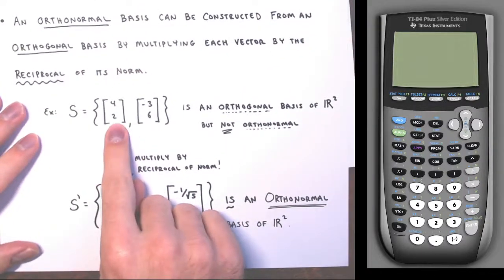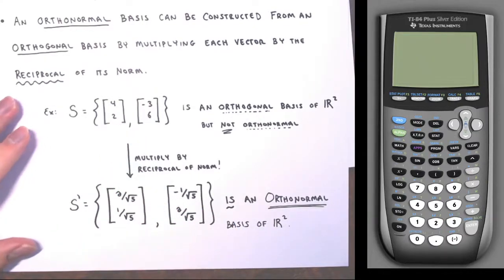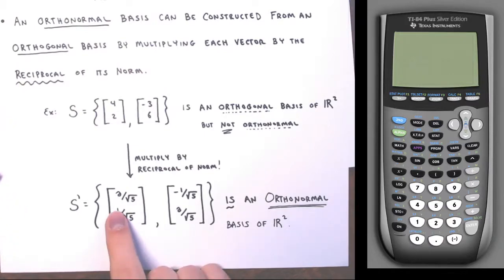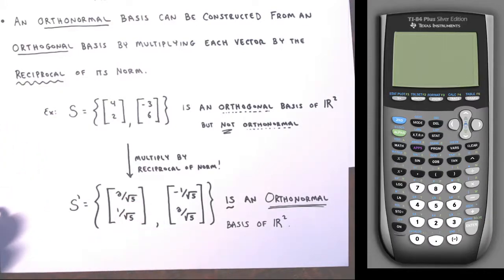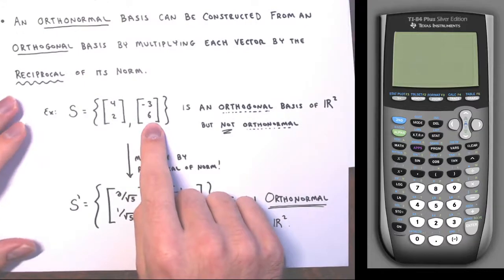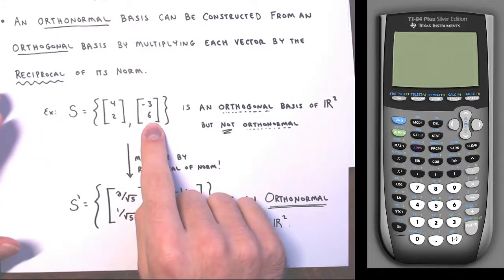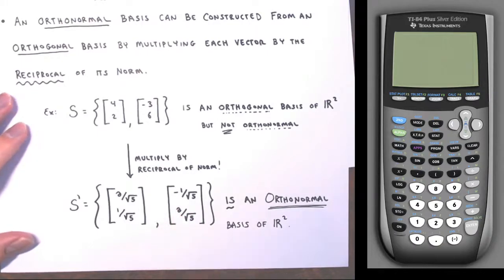So dividing 4, 2 by 2 root 5 gives me this vector, with components 2 divided by the square root of 5 for the first component, and 1 divided by the square root of 5 for the second component. Now you could rationalize these if you wish, but I'm not doing that here. And then this vector, negative 3, 6, I divide it by its norm, 3 root 5. If I do that for each component, the first component simplifies to negative 1 divided by the square root of 5, and the second component 2 divided by the square root of 5.